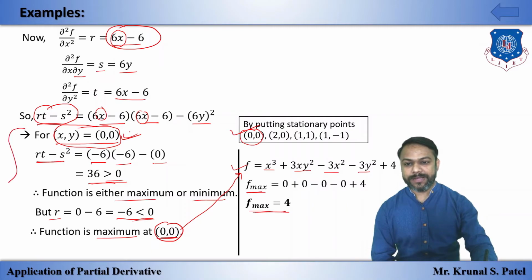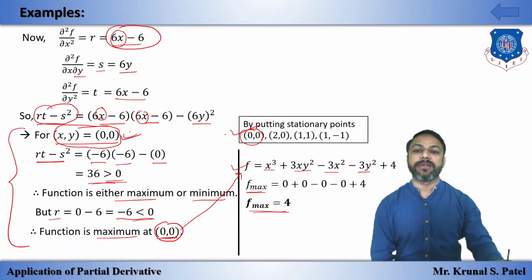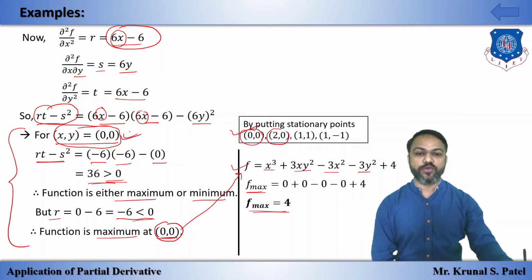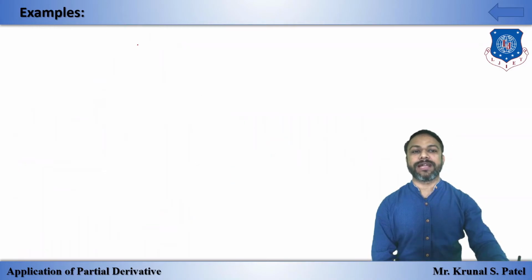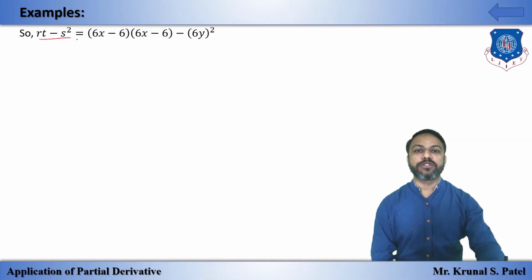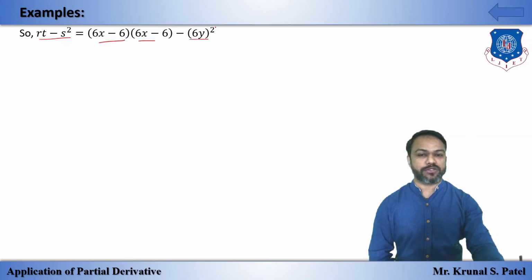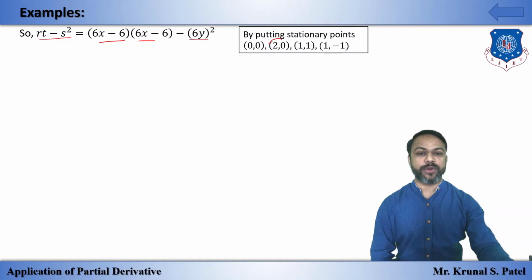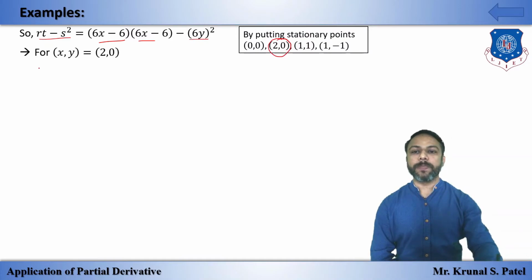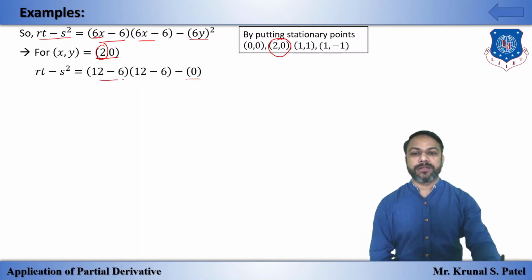The same steps we will do for the point (2, 0). For that I am writing rt minus s square again, so you need not go backward. So rt minus s square. Now we have this point and we are going to use (2, 0). Put it in rt minus s square. The value of x is 2, so 6 times 2 minus 12... 6 times 2 minus 6, and y is 0, so this term is 0. So 6 times 6, that is 36, which is positive.